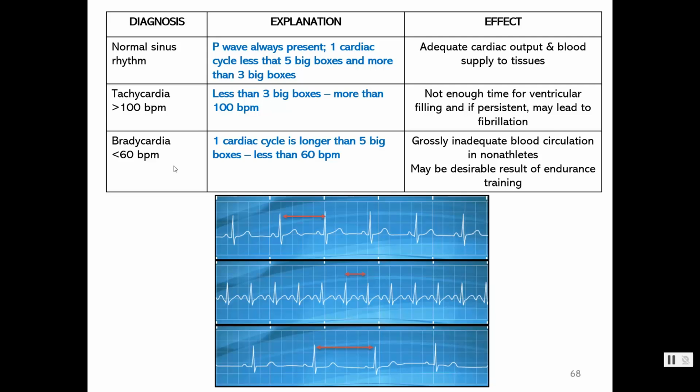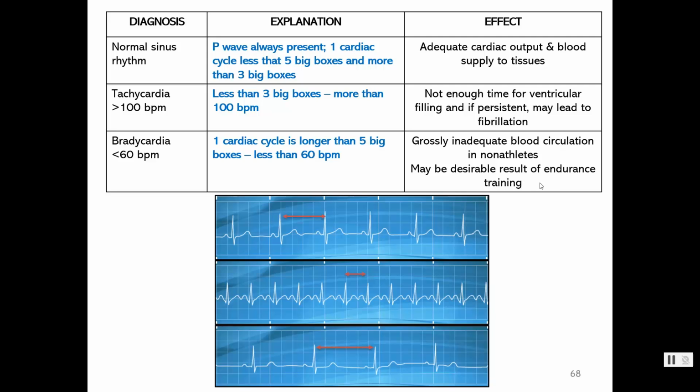You can also have the other side. You can have too slow of a heartbeat, and that's called bradycardia, under 60 beats per minute. And since this represents time, now we're going to have more than 5 big boxes from the tip of the QRS complex to another QRS complex. If the heart beats too slowly, it can cause grossly inadequate blood circulation, and this would be in non-athletes.